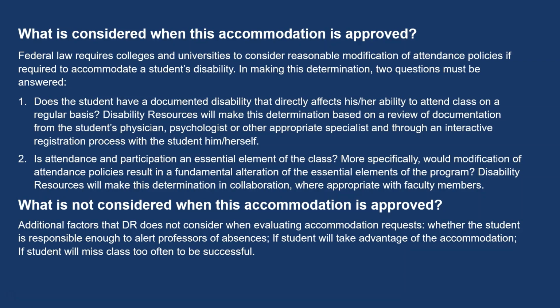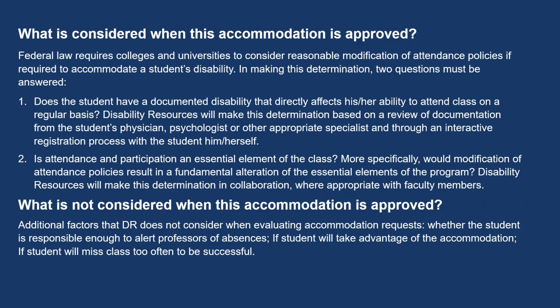What is considered when the accommodation is approved? Federal law requires colleges and universities to consider reasonable modification of attendance policies if required to accommodate a student's disability. In making this determination, two questions must be answered.